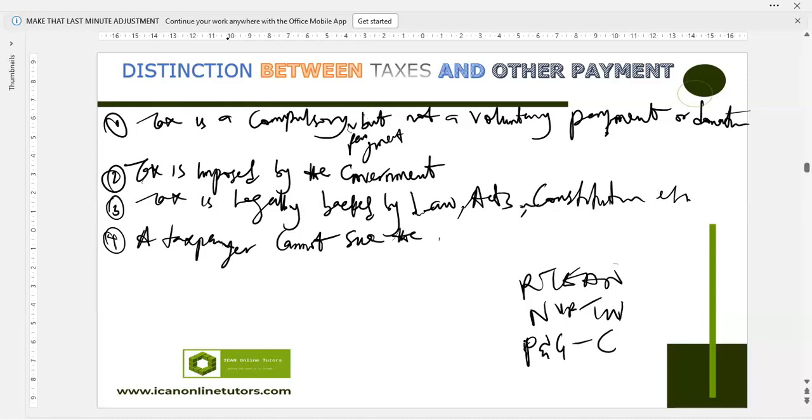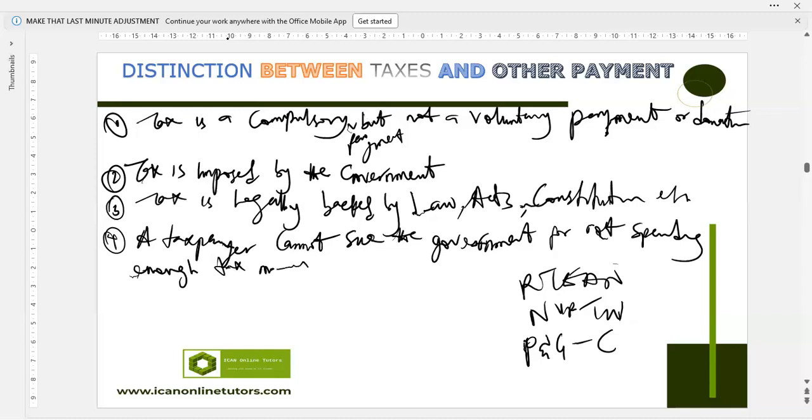The taxpayer cannot sue the government for not spending enough tax money in his community or local government area, even if you pay more tax.